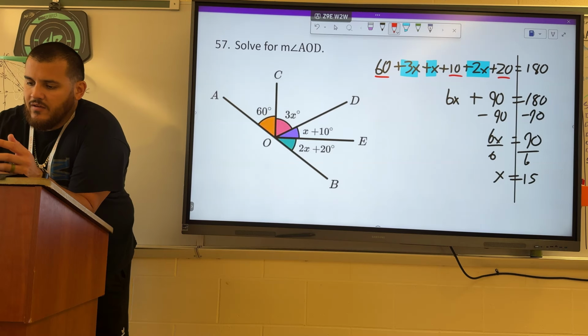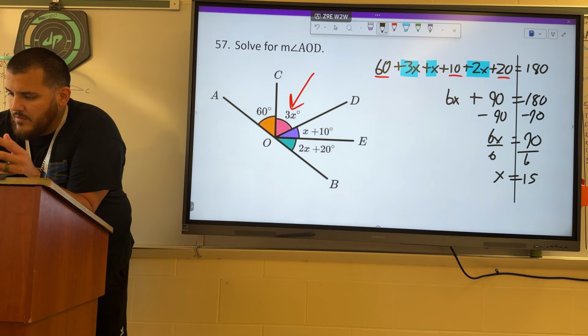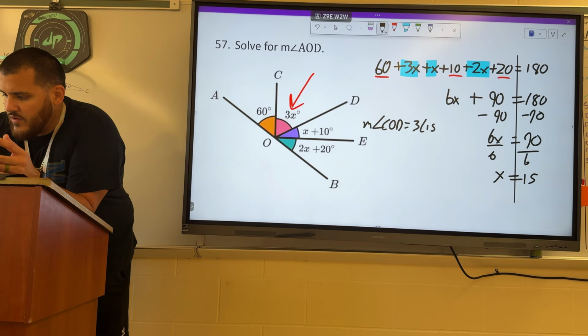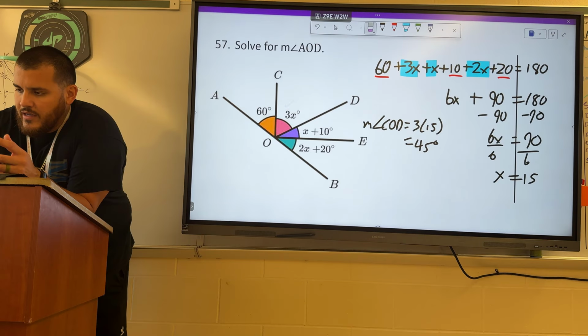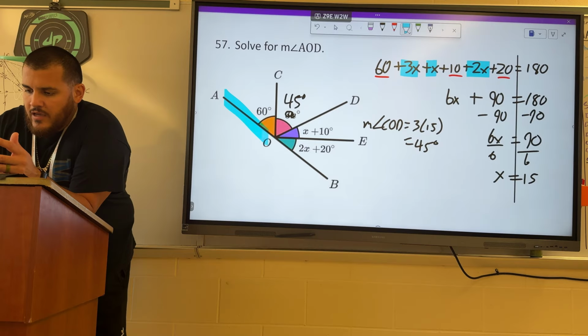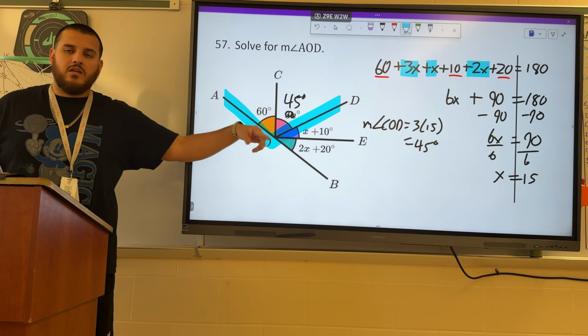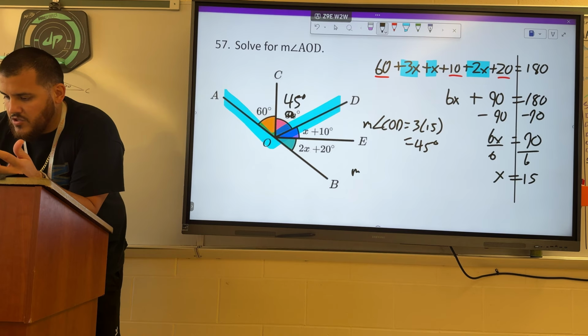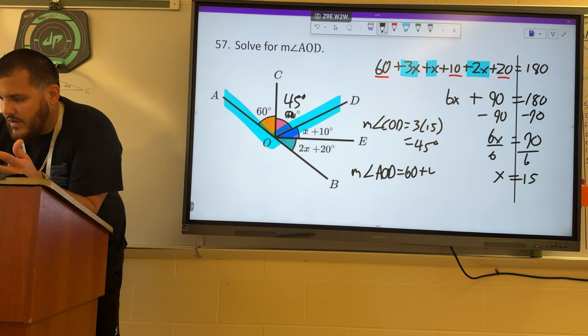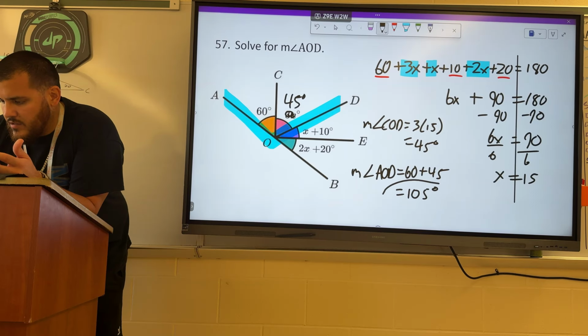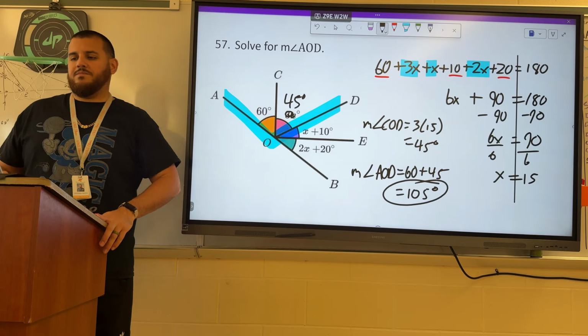And now I can plug that 15 in here to find the measure of angle COD. It will equal 3 times 15, which is 45 degrees. So I know now that this angle is 45. And now I can find AOD by doing that angle addition there, 60 plus 45. So the measure of angle AOD equals 60 plus 45, which gives me 105 degrees in this example.